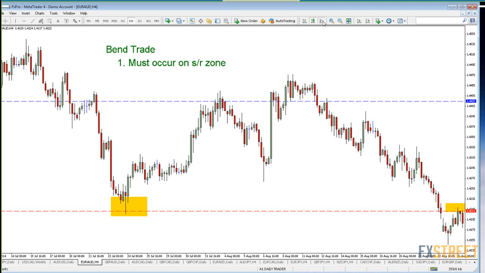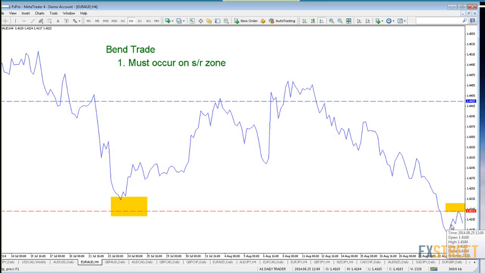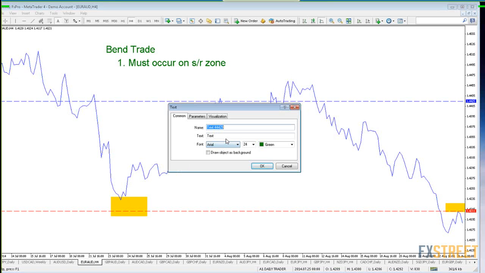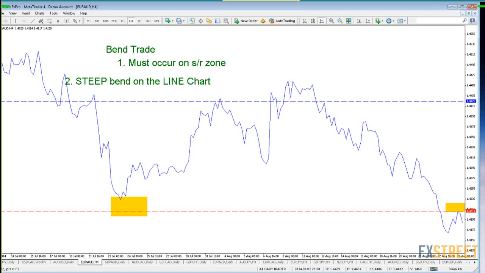the line chart is where you see the bend. Okay, it's got to be a really sharp bend on the line chart. So you don't really need to look at the candlesticks until you're ready to enter the trade. So what I use is a line chart. It's a steep or drastic sharp bend on the line chart. Most people don't even look at the line chart. The line chart is magic. I love it. Let me show you right here.